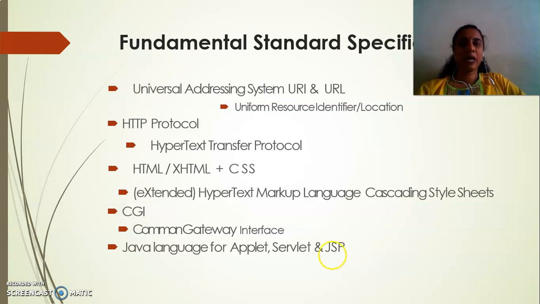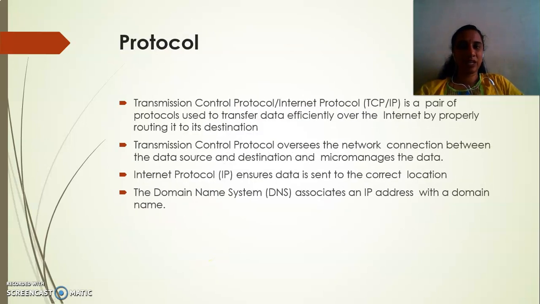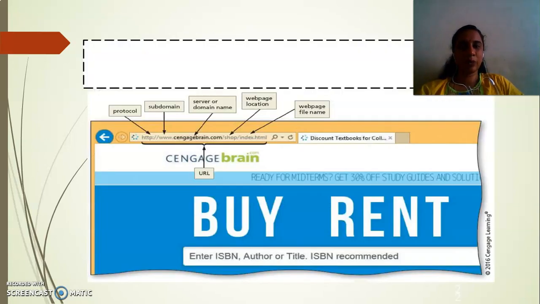These are the fundamental standard specifications. Here you have the universal addressing system, that is URL, or uniform resource identifier, or uniform resource locator, and these are some of the standard protocols. HTTP is one protocol, hypertext transfer protocol, then HTML or XHTML, extended hypertext markup language. CSS stands for cascading style sheets. CGI means common gateway interface. So that's a little introduction to protocols.